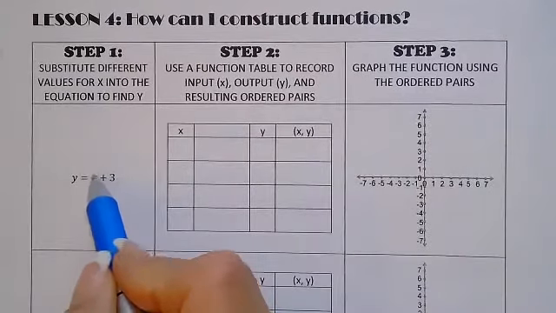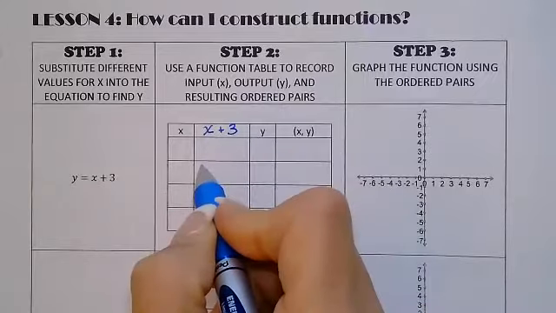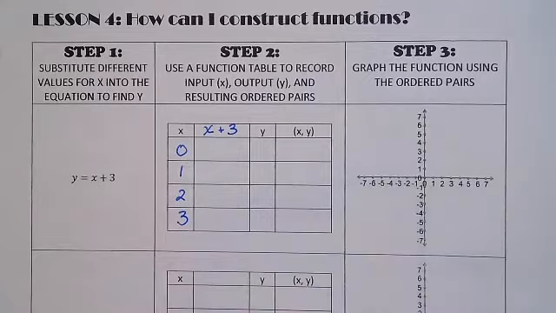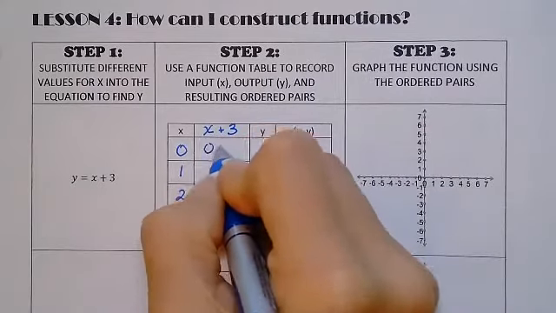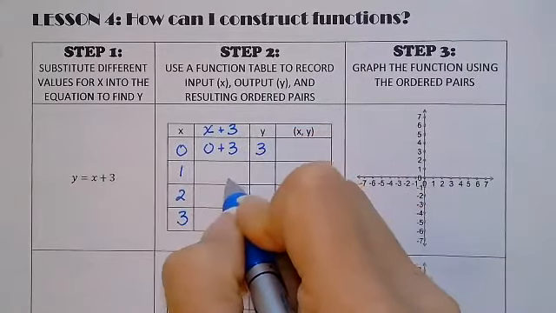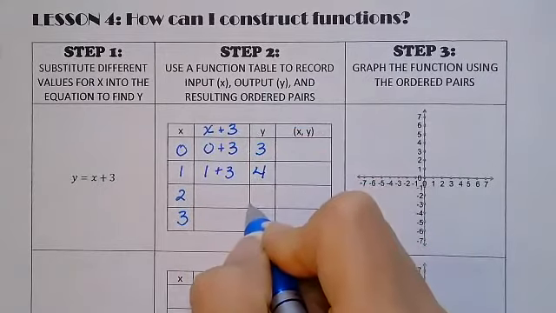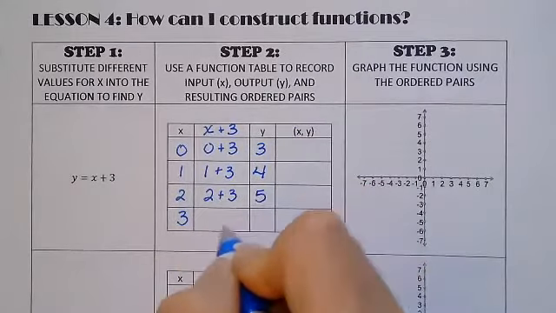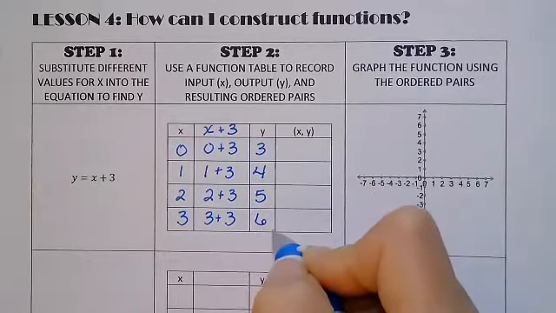So our first function is x plus 3. I'm going to use 0, 1, 2, 3 as my input. So let's substitute. Instead of x, I'm going to put 0. 0 plus 3 is 3. I'm going to input 1, and my output would be 4. Input 2, and my output is 5. Input 3, output is 6.